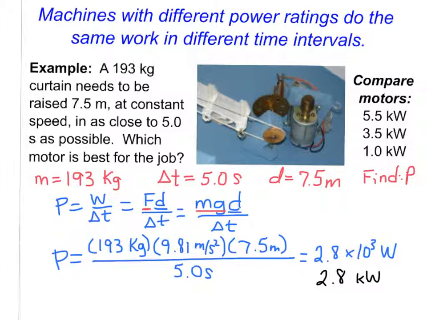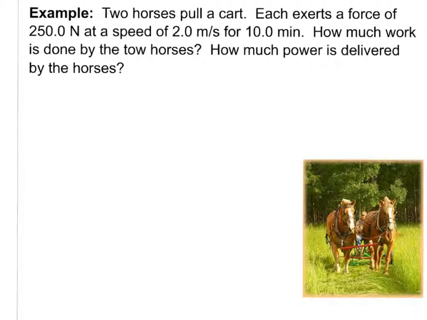And that is closest to the 3.5 kilowatt motor. If I were to choose the 1 kilowatt motor, it would lift the curtain very, very slowly. It would do the same amount of work, but lift very slowly, and would perform it in a different amount of time. And this motor will lift the curtain too fast. So this would be the one that I would end up choosing because it's closest to the amount of power that I'm requiring. So let's look at another example.